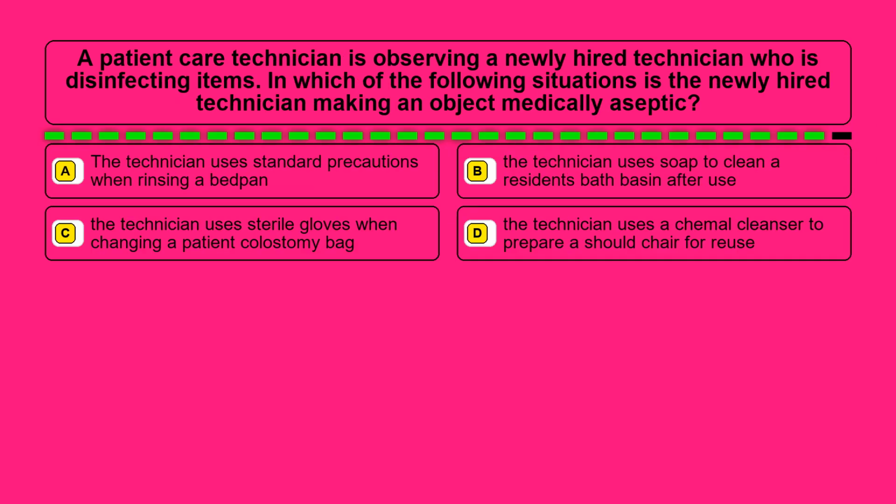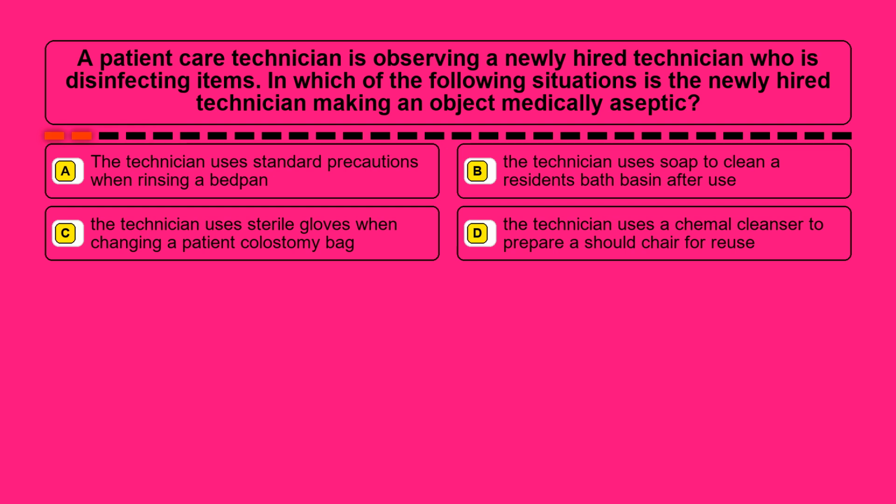Question 61. A patient care technician is observing a newly hired technician who is disinfecting items. In which of the following situations is the newly hired technician making an object medically aseptic? Option A. The technician uses standard precautions when rinsing a bedpan. Option B. The technician uses soap to clean a resident's bath basin after use. Option C. The technician uses sterile gloves when changing a patient's colostomy bag. Option D. The technician uses a chemical cleanser to prepare a shower chair for reuse.